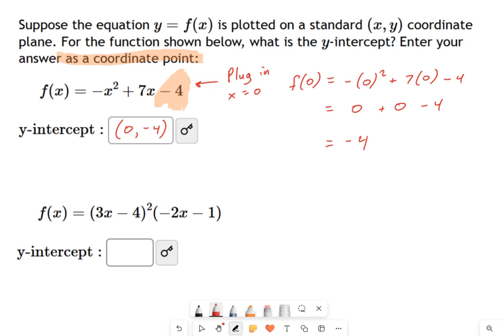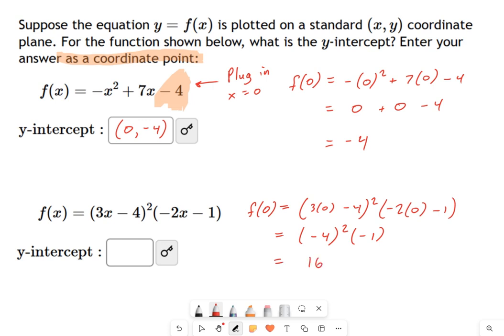Now, for this next one, it's a little harder just because you have to actually do algebra now. But the technique or the strategy is going to be the same. We're going to plug in x equals 0. So this becomes 3 times 0 minus 4 squared and negative 2 times 0 minus 1. A lot going on here, but it simplifies nicely because 3 times 0 is 0 and 0 minus 4, that's just negative 4. So we have negative 4 squared, and the next one just becomes negative 1.